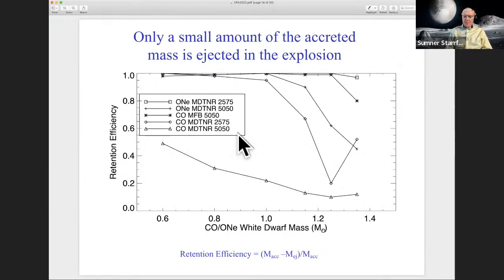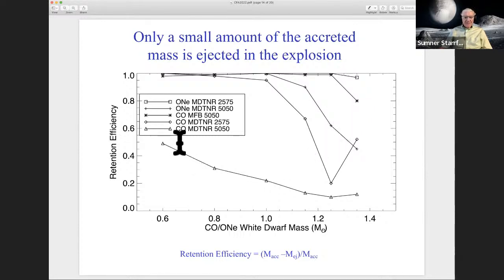Okay, here's the money plot. How much mass is ejected in the explosion? This is what we call the retention efficiency. It's the accreted mass minus the ejected mass divided by the accreted mass. And for most of our simulations, it's darn near 1. Almost no mass is ejected as compared to the accreted mass. So the white dwarf must be growing.